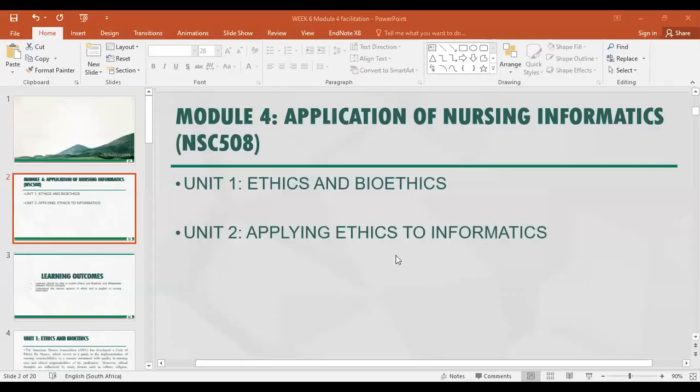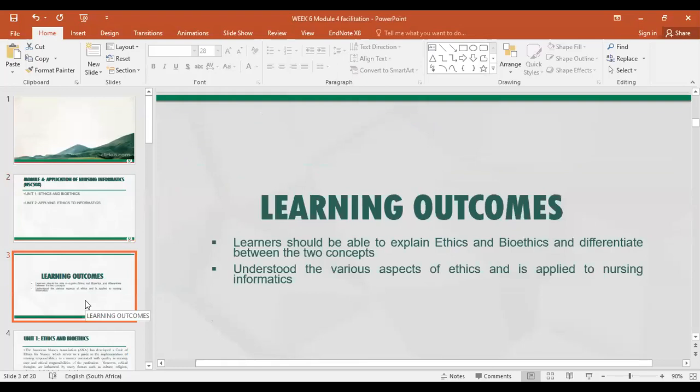for the 2 units we'll be covering today. You can see I've earlier introduced the topic, which is application of nursing informatics, and unit 1 is ethics and bioethics. And so the learning goal for these 2 units is that learners should be able to explain ethics and bioethics and differentiate between the 2 concepts. Also understand the various aspects of ethics and how it applies to nursing informatics.